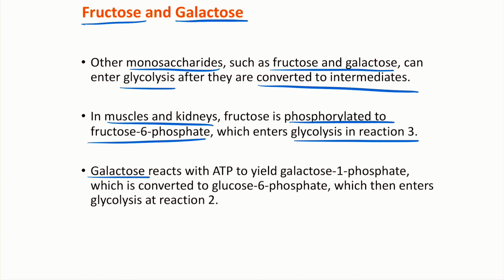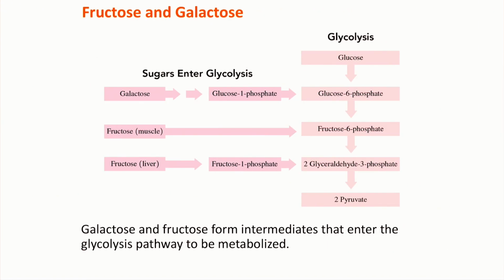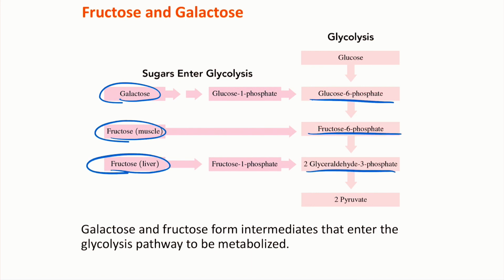The molecule galactose reacts with ATP to yield galactose 1-phosphate, which is then converted to glucose 6-phosphate, which then enters glycolysis at reaction 2. Both of these reactions generally happen in the muscles and kidneys for fructose and in the liver for galactose. So sugars enter glycolysis in different phases. Galactose enters at reaction 2. Fructose enters either in reaction 3 or reaction 4, depending on where the fructose is being converted to different molecules.